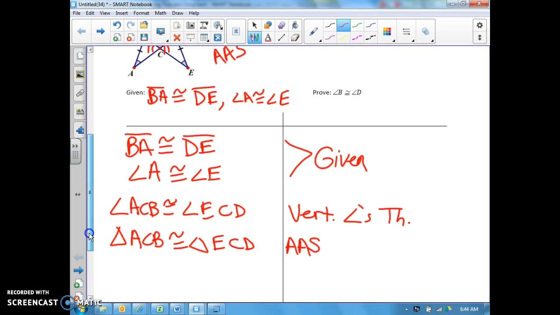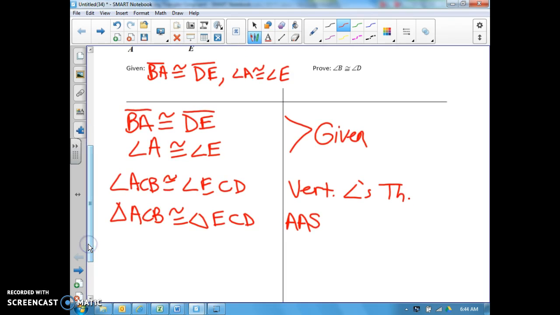Now that I've proven that the triangles are congruent, we know that every single piece of each triangle will be congruent to its corresponding part in the other triangle. So this allows me to say that angle B is congruent to angle D because corresponding parts of congruent triangles are congruent. CPCTC. Proof is done.